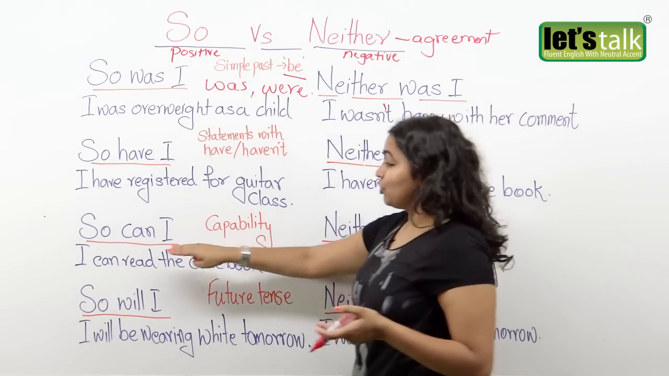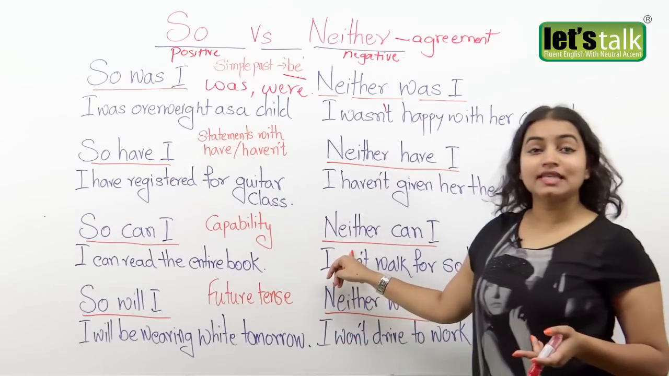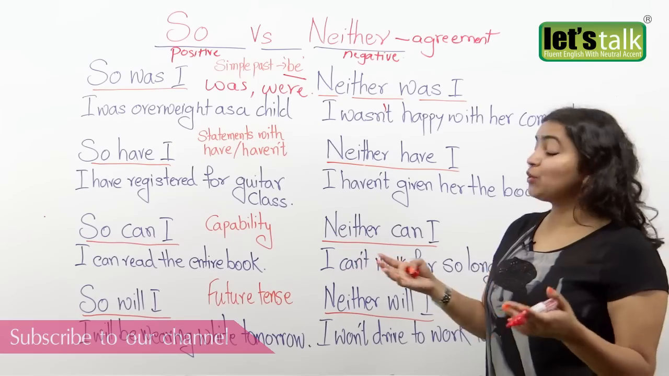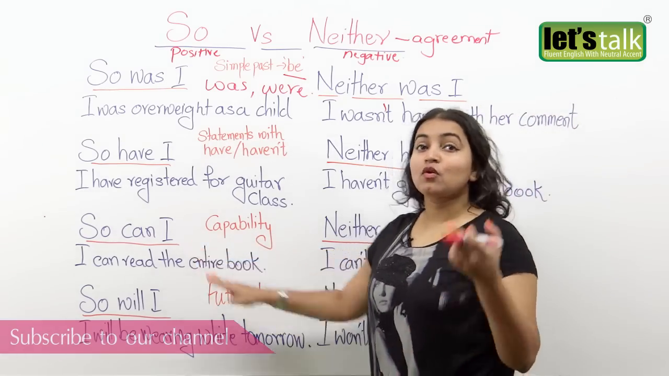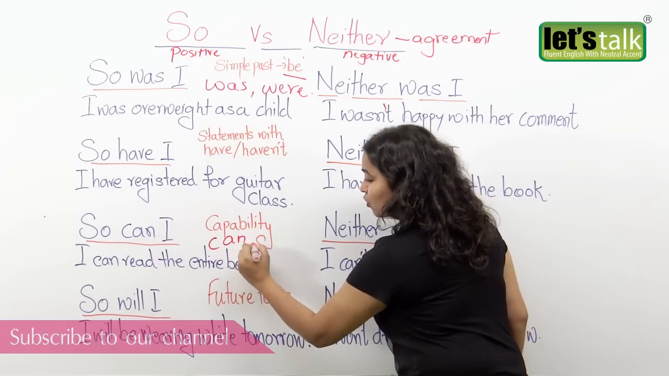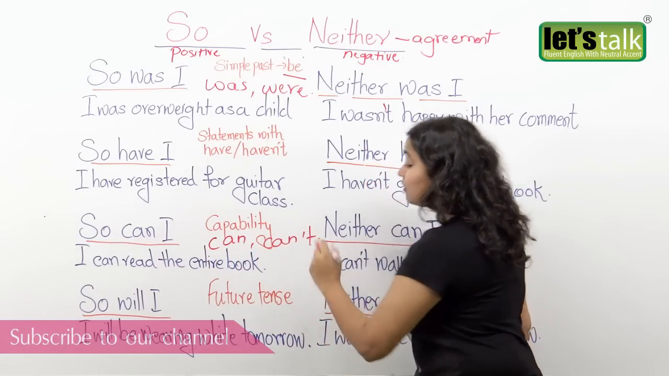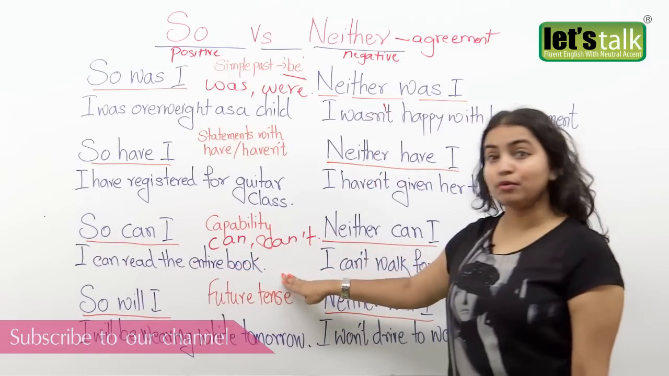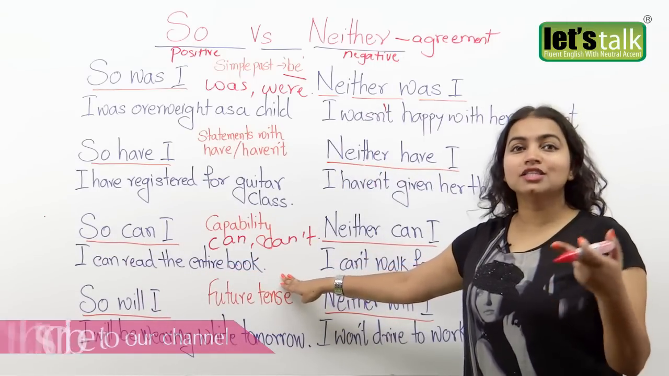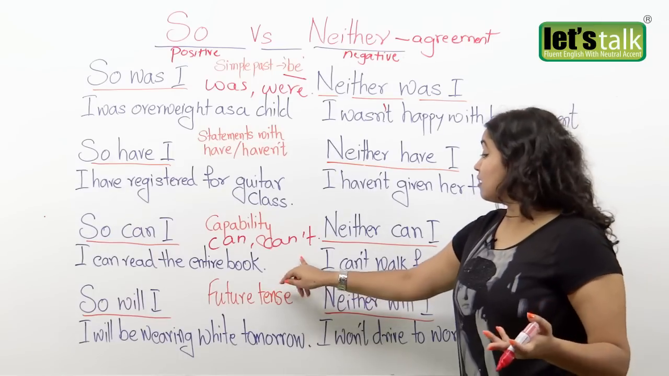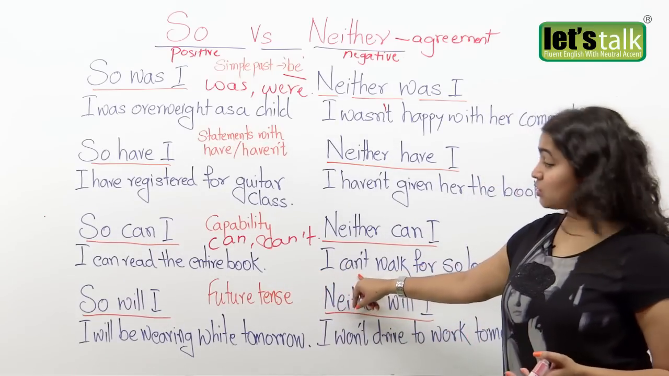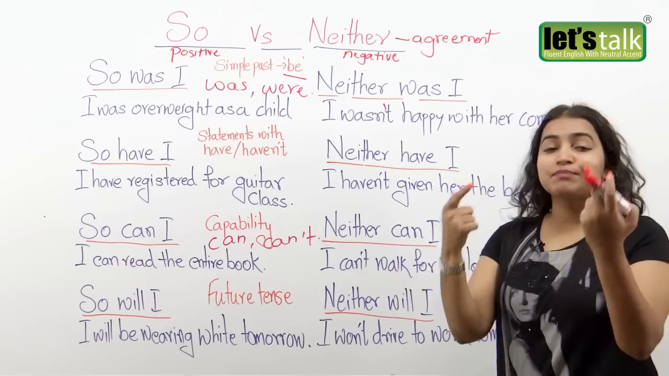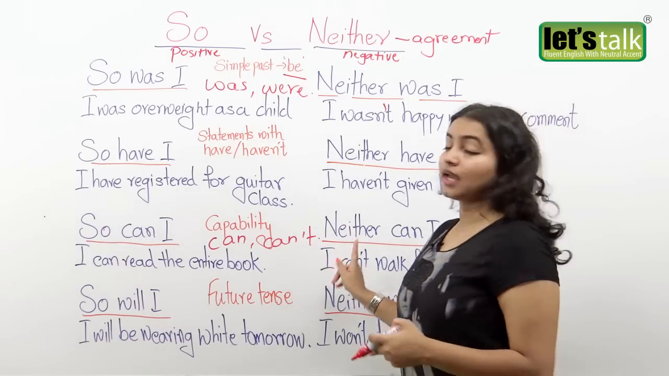Similarly, you can use so and neither in statements like so can I or neither can I, when you are talking about capability or statements which have a can or a can't. Okay, so a positive statement talking about capability. I can read the entire book. So can I. I can swim the entire day. So can I. And when you are talking about a negative sentence with the word can't, of course, you will say, I can't walk for so long, the response to which will immediately be neither can I.